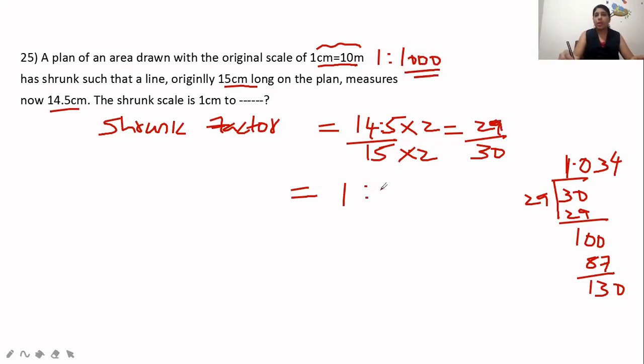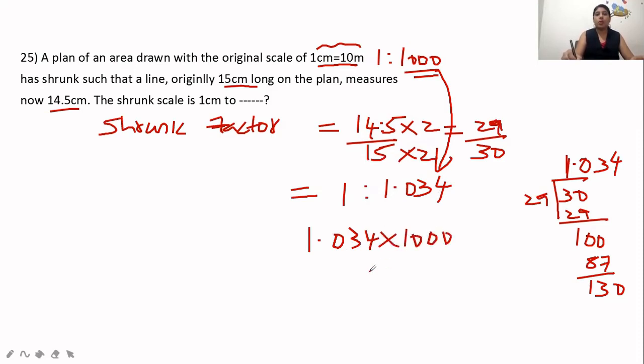So what will it become? 1 is to 1.034. The scale is given as 1 is to 1000, but instead of that I got 1 is to 1.034 actually. So I can just multiply this. So 1.034 multiplied by 1000 will be what?